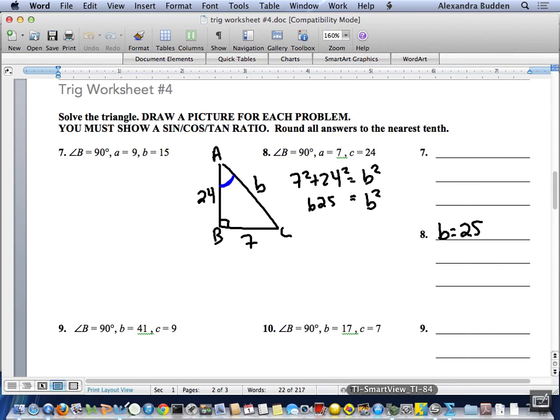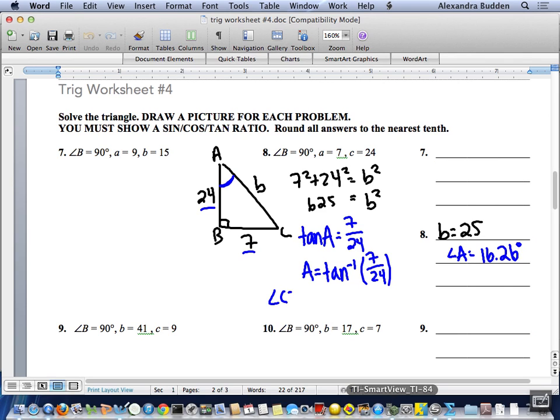Now I'm going to find angle A using my 7 and my 24. 7 is opposite, 24 is adjacent, so I'm going to use tangent. So the tangent of angle A is equal to 7 over 24. Remember, to get rid of that tangent, I need to take the inverse. So A is equal to the inverse tangent of 7 over 24. When you do that in your calculator, you get angle A to be about 16.26 degrees.